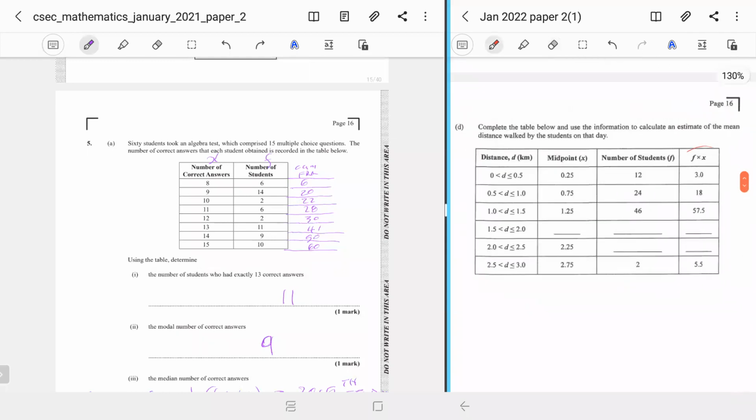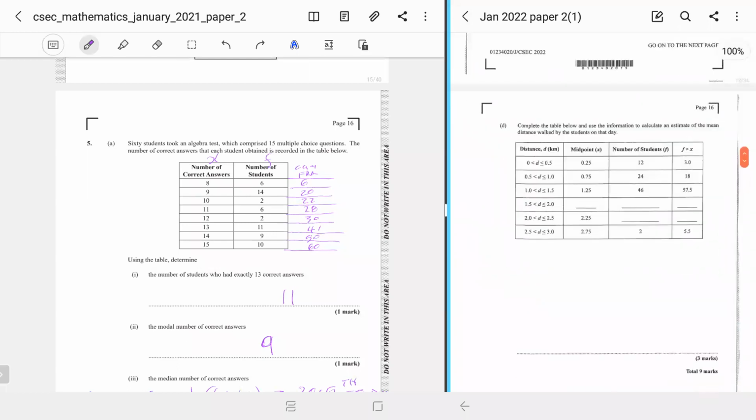The fx column here really is a sum column. Remember, fx is a sum column. You multiply this by this to get the sum, but we'll eventually get to this question. That's January 2022. Let's look at another one.